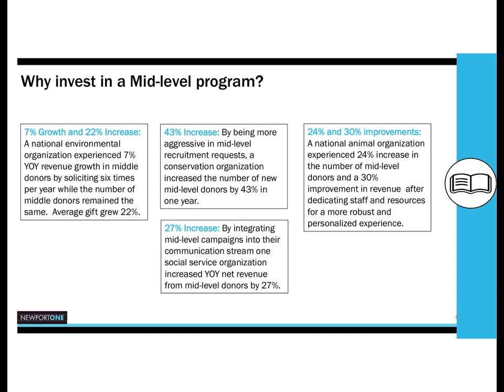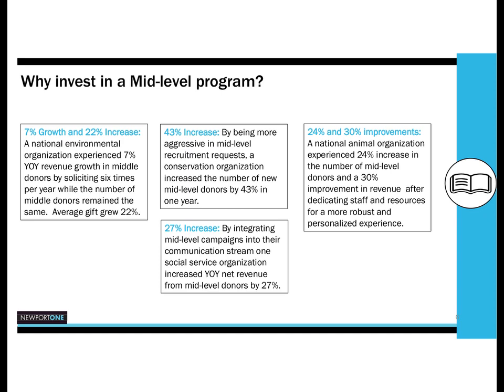So for example, a national environmental org saw a 7% lift in revenue growth in mid-donors by soliciting those donors 6 times a year, even while their audience remained flat. So they didn't add people to it, and they saw an average gift growth of 22%. But that's the kind of impact that building a solid mid-level program can have on an organization.